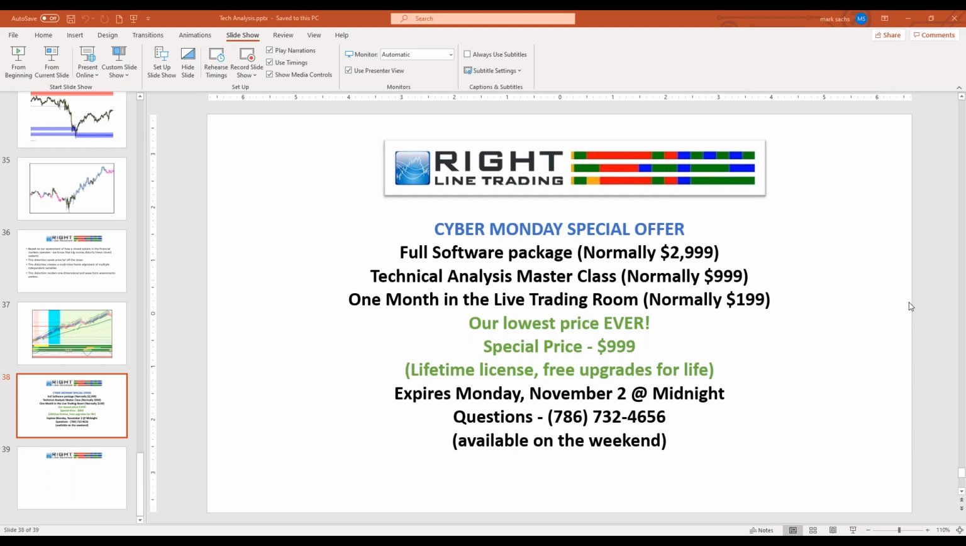But if you want to add stocks, if you want to add Forex, it would cost you more. But it's not that expensive, I can tell you.